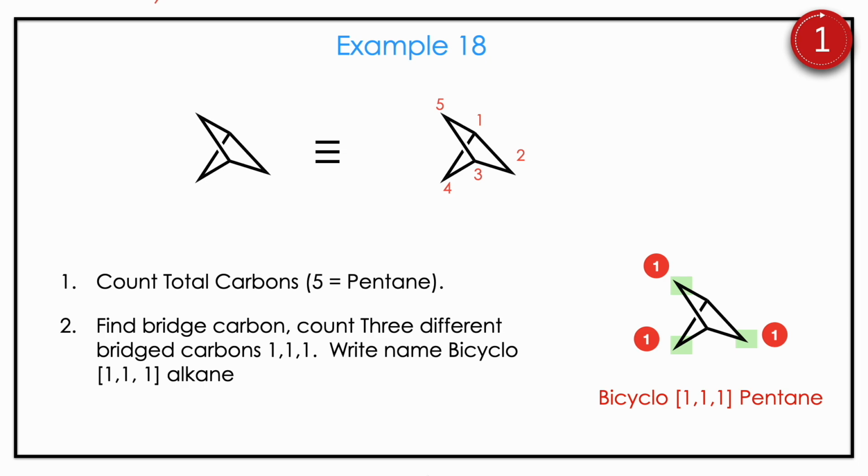Then example 18, you have a butterfly kind of structure. If you number it, you have a 5 carbon system, it is pentane, so the parent is pentane. Bridged carbons are all equal, 1,1,1 size, so the naming will be bicyclo 1,1,1 pentane. So always you should count the parent as well as count the bridges here.